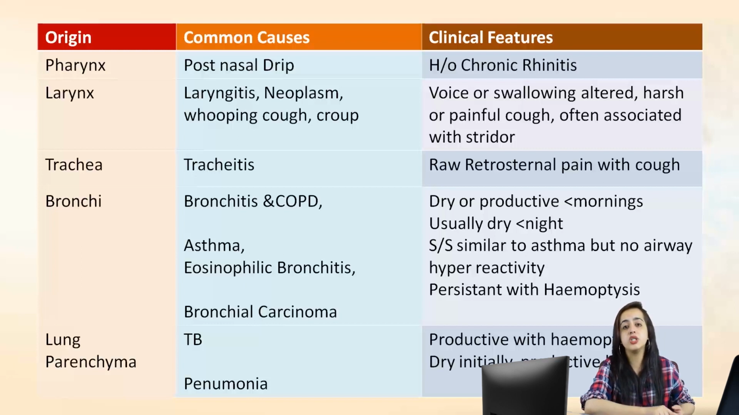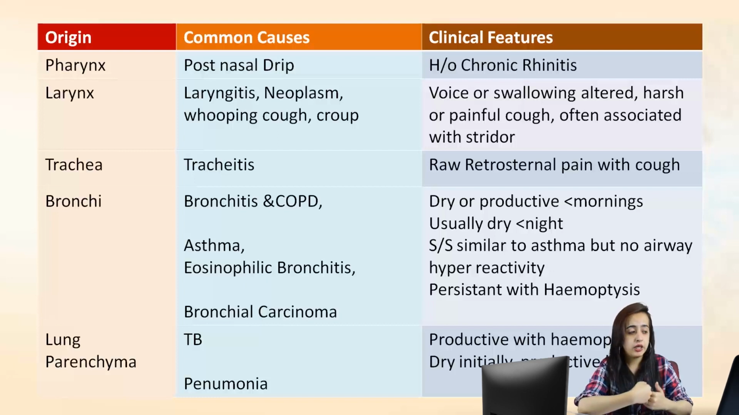If the cough is originating from the larynx, we can think of laryngitis, which is again very common. We can think of neoplasms, which can be both benign or malignant. We can think of whooping cough or croup. In a patient with laryngitis or laryngeal involvement, the voice is altered, obviously. There will be harsh or painful cough, and it is often associated with stridor.